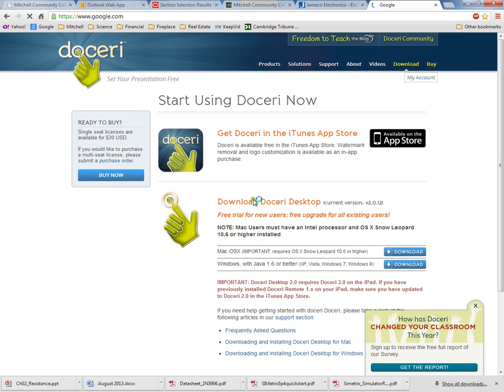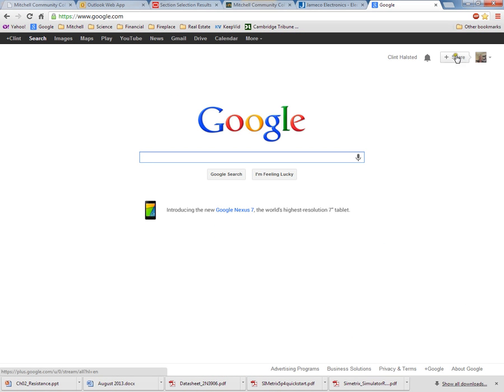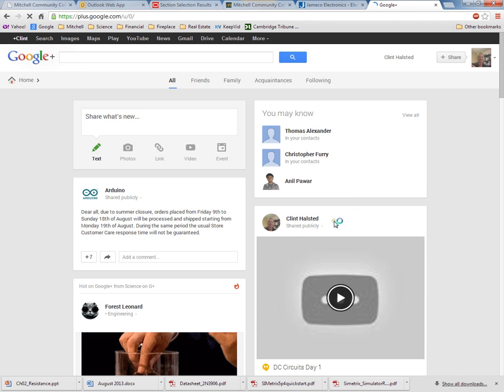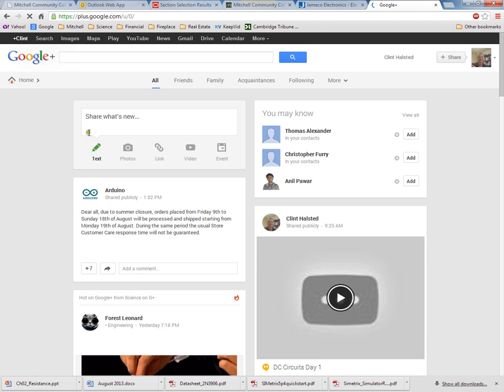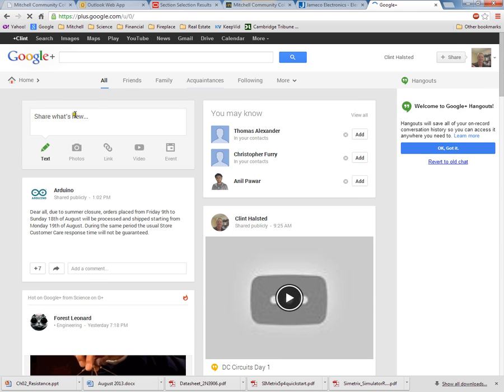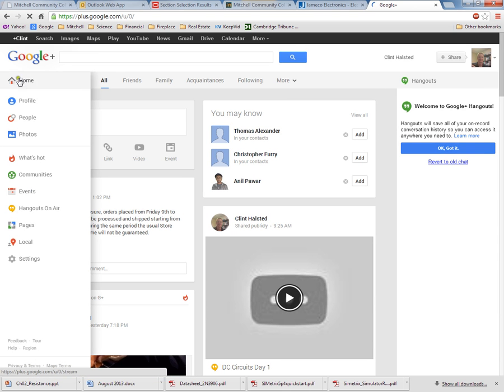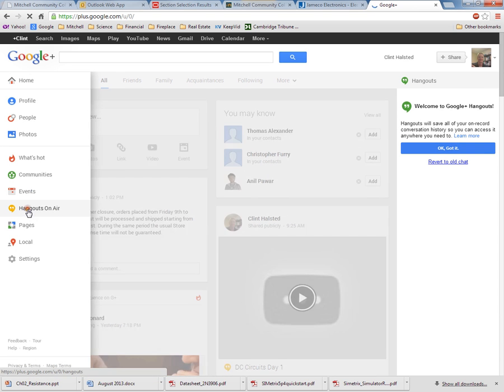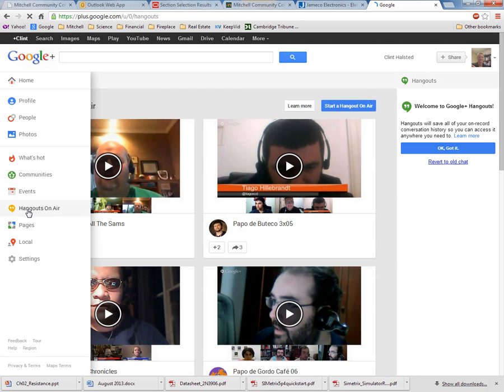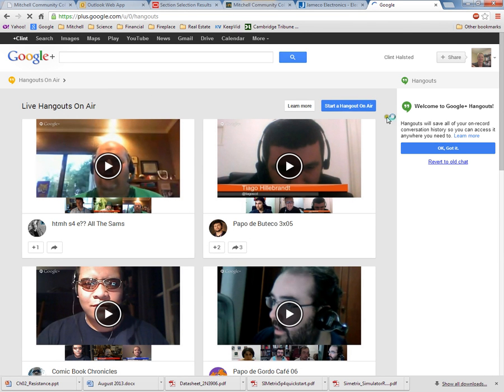Go to Google, sign into Google, create an account on Google, whatever. You have to have an account. You click the little plus sign, it has your name here. Takes you to Google Plus. Then you click on the right side, Hangouts. Actually, you don't really have to do that. Just left click over here on the home thing. It says Hangouts on Air. And when you do that, you have to say Start Hangout on Air.